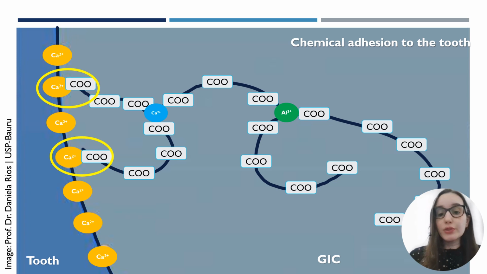And so, this good performance must be due to the type of adhesion between glass ionomer cement and hypomineralized enamel. Here, the carboxylic radicals will react with the exposed calcium of the tooth, resulting in chemical adhesion. Probably, this type of adhesion is less affected by hypomineralization when compared to the adhesion of composites.